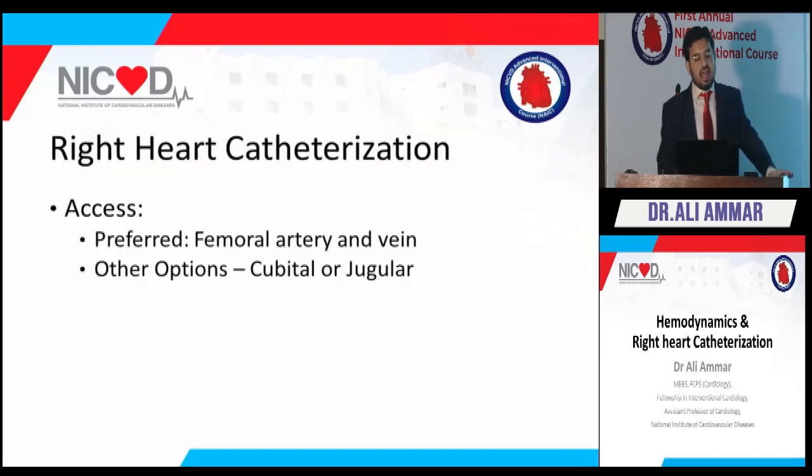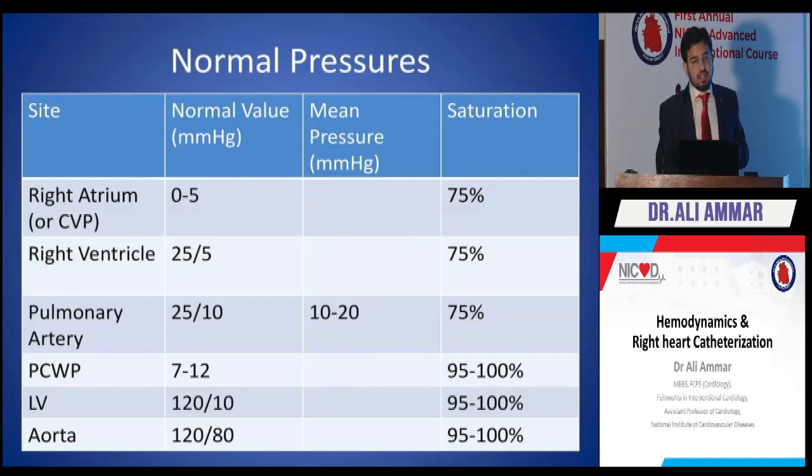So for right heart cath, we have different options for access. The preferred option was the femoral artery and femoral vein. Other options can be cubital, can be jugular. These are the normal pressures of different chambers. You can see the pressures on the right side are usually lower and the pressures on the left side are definitely higher. Same as with the saturations.